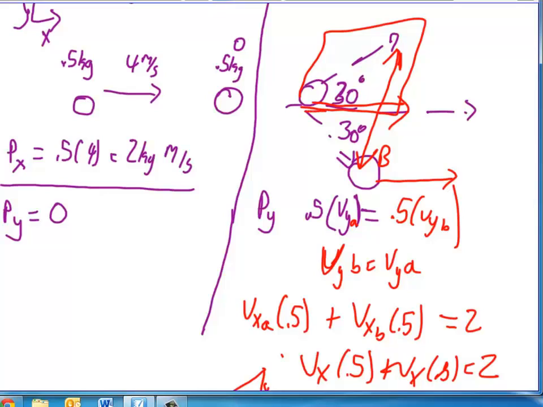That makes sense because each one is contributing half the total momentum, and it has to add up to the 2 kilogram meters per second. So 2 times a half is 1, plus 2 times a half is 1. So they're both moving to the right at 2 meters per second.